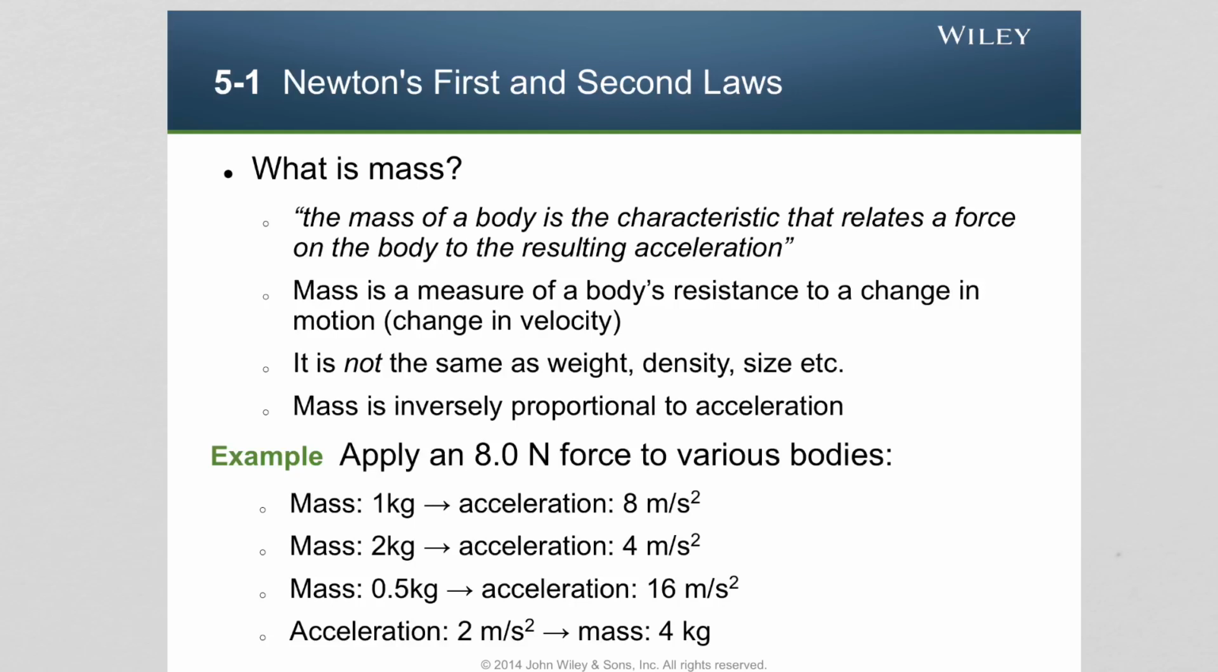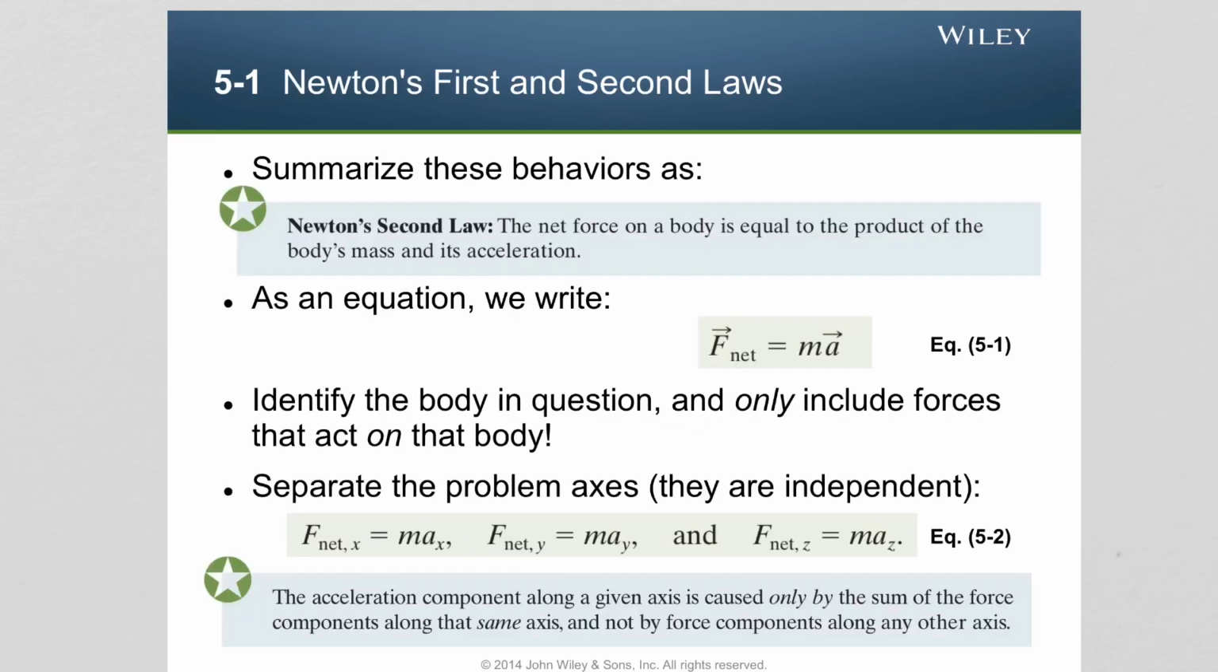Finally, mass is inversely proportional to acceleration. So based on those observations, Newton formulated his second law of motion. The second law states that the net force on a body is equal to the product of the body's mass and its acceleration.